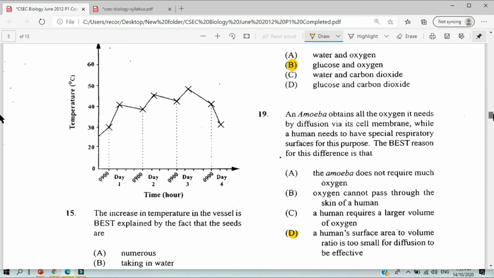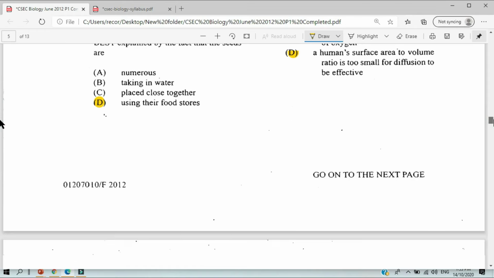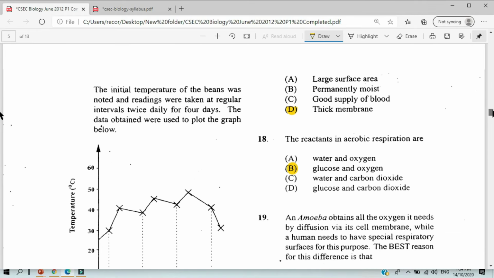Good, there we have. Over time we find that temperature was increasing, then temperature started falling. Now the increase in temperature in the vessel is best explained by the fact that the seeds are using their food store. Now using their food store here, our interpretation is that respiration is taking place and as such we're having a rise in the temperature. Question number 16.